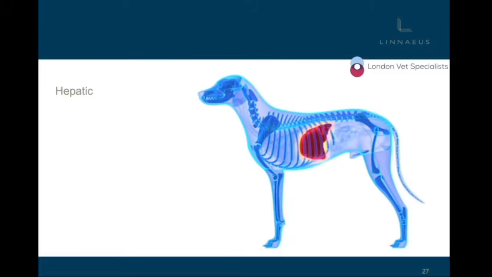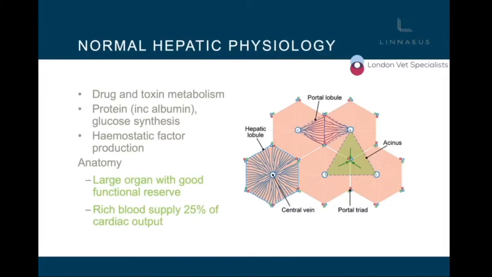Moving on to the hepatic system, again, the liver has many functions, including drug and toxin metabolism. This is one of the first ones we generally think of, but it's also responsible for synthesis of a lot of proteins, including albumin, synthesis of glucose to maintain steady blood glucose levels, and it produces the clotting factors for hemostasis.